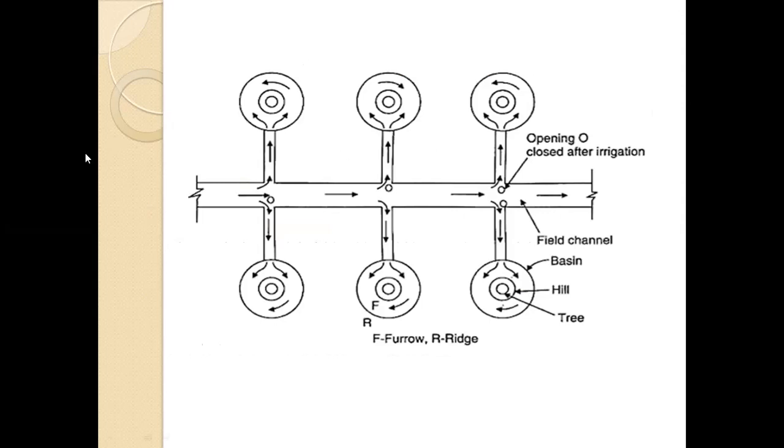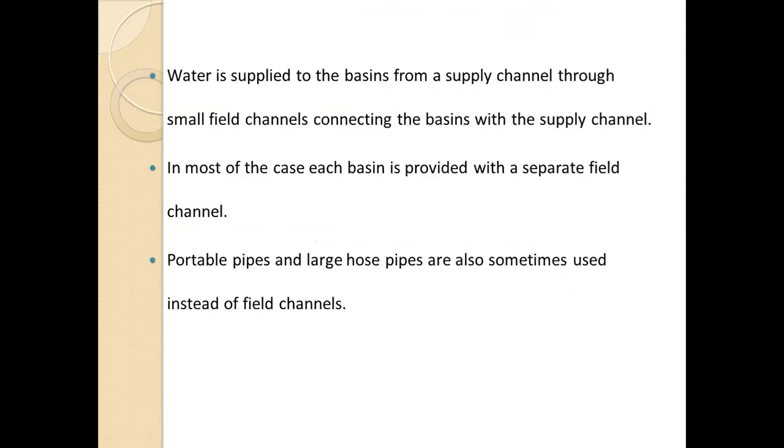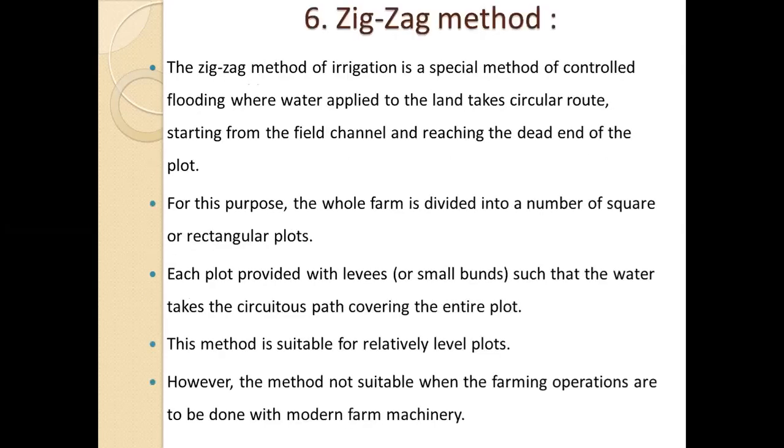This center line is showing the fill channel. In this, the tree is provided in the center, surrounded by this round basin, which is also called a ring basin. Water is supplied to the basin from the supply channel through a small fill channel connecting the basins with the supply channel. In most cases, each basin is provided with a separate fill channel. Portable pipes and large hose pipes are also sometimes used instead of fill channels.